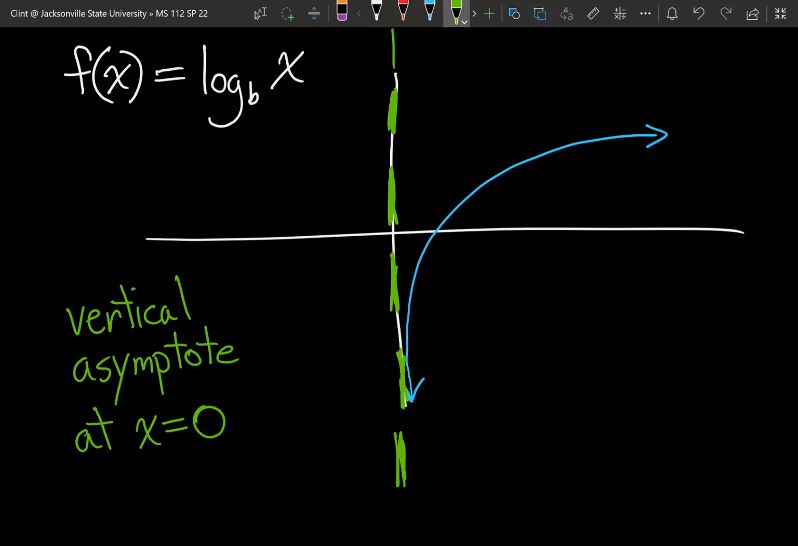So if you remember with exponentials, we said they grow really, really fast. With logarithms, they grow really, really slowly.